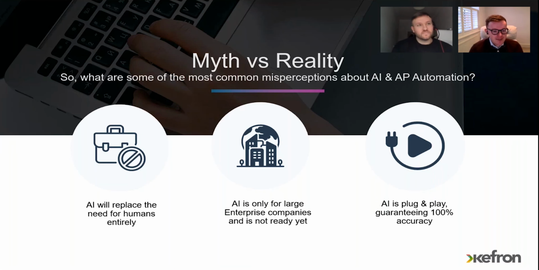So I suppose the first thing, myth versus reality. What are some of the common things that we hear about AI and AP automation? One of the things that we hear a lot from purchase ledger teams in particular is AI will replace the need for humans. Another thing we hear is AI is only for large enterprises. It's not fully ready yet. And on the other side of the spectrum, you have a lot of people that think AI is a silver bullet that's going to fix all of their accounts payable challenges and problems.